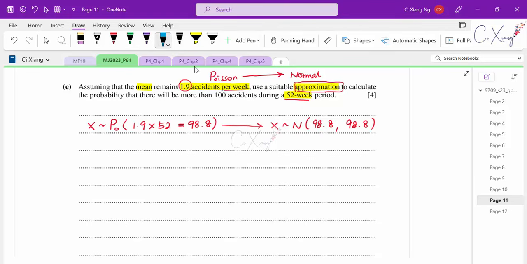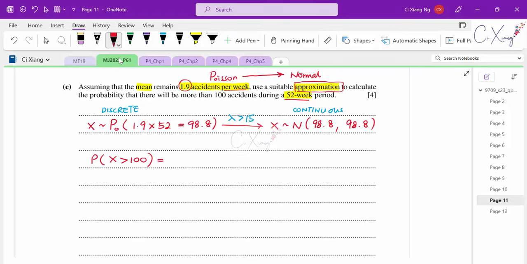And then what is the criteria that help us to decide we can change the Poisson become normal? When your lambda is greater than 15, then generally you can change the Poisson become a normal distribution. Okay, and then before we calculate the probability, we need to further investigate. Poisson distribution belongs to discrete random variable, and normal distribution is actually a continuous random variable. Therefore, later when you want to calculate the probability, we have to apply continuity correction. So I want to calculate the probability that the number of accidents is more than 100.